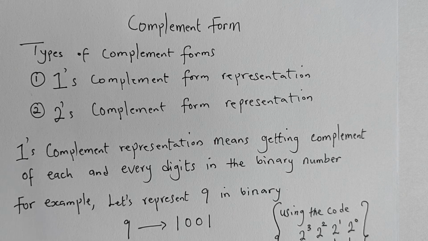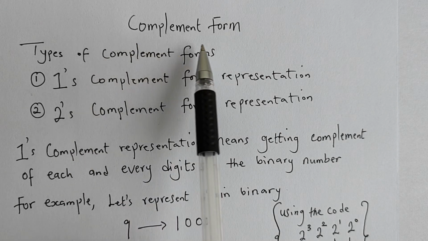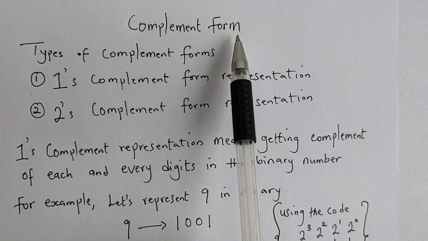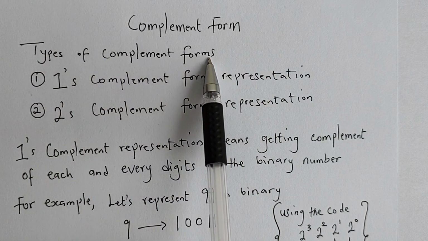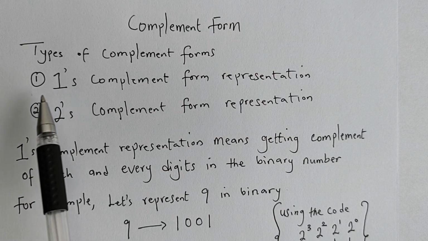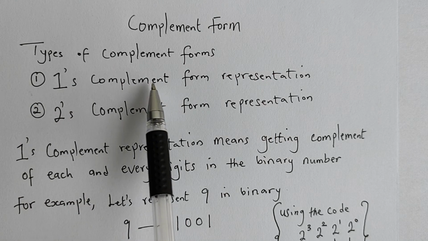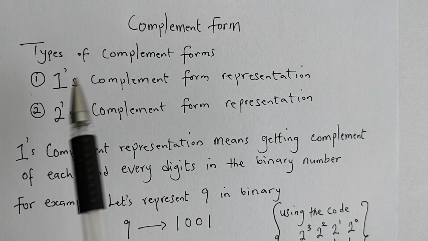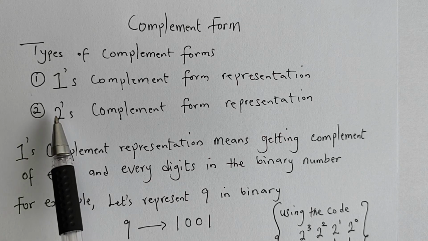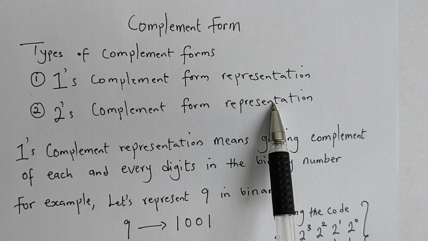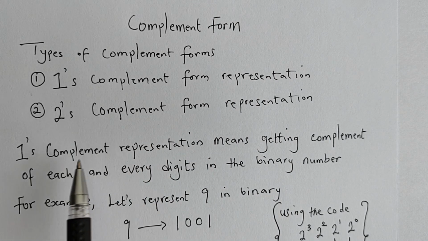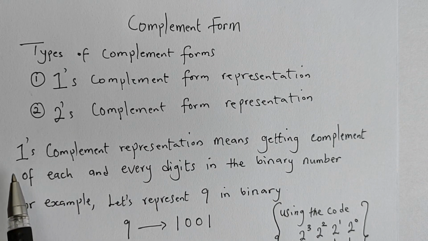In today's topic, we're going to be talking about complement form. Now let's talk about the types of complement forms that we have. The first one is called the ones complement form representation. The second type is called the twos complement form representation. Now let's go straight into explaining what the ones complement means.